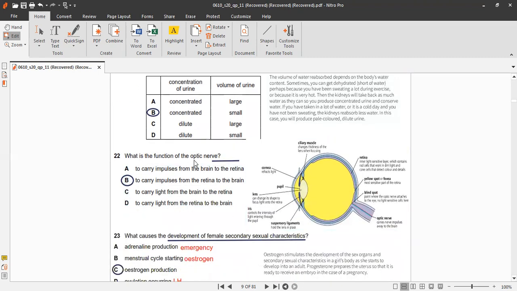What is the function of the optic nerve? The optic nerve carries nerve impulses away from the retina to the brain.